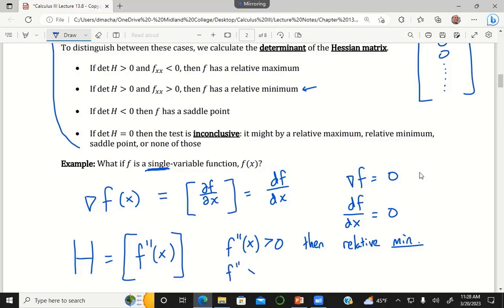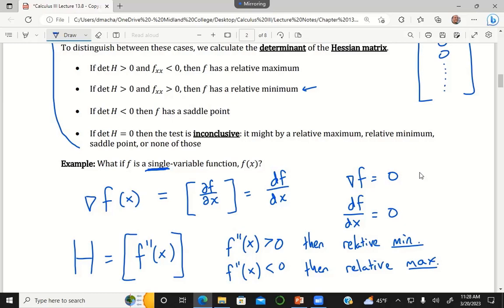If your second derivative is less than 0, then we're talking about a case where it's, oh, sorry, this was concave up, and so then this is concave down, and then it's a relative maximum. I think I misspoke a second ago. I wrote the right thing, I just said the wrong thing.